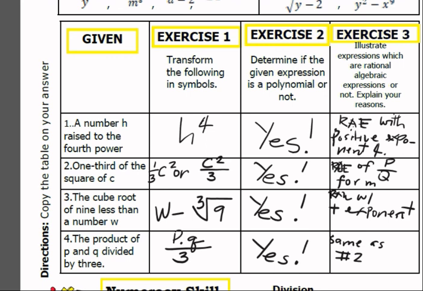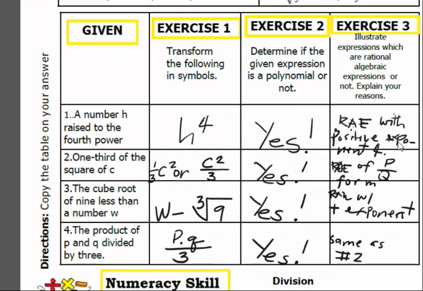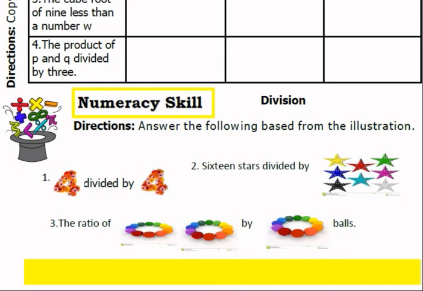Now let's move on to the numeracy skills. Sorry for that. Let's use the pointer here. Numeracy skills. Let's continue. 4 divided by 4. Well, of course, it's easy. Any number divided by itself is 1. Now, for number 2, 16 stars divided by 8 stars. So we have 2.